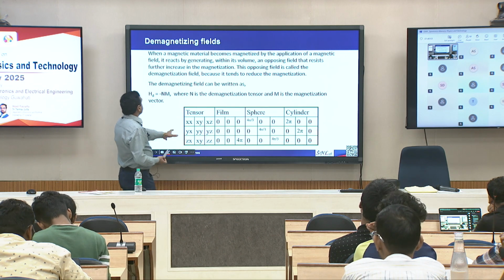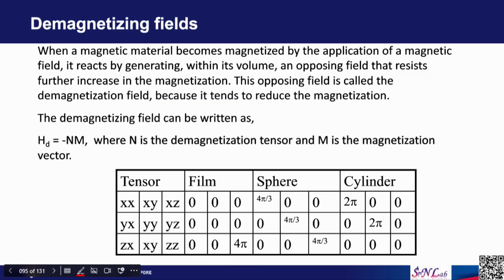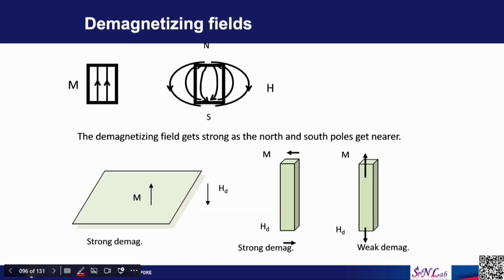You can understand that by looking at these tensors. In certain directions the demagnetization field will be larger, and that will oppose the magnetization being in that direction. Okay, that is about shape anisotropy.